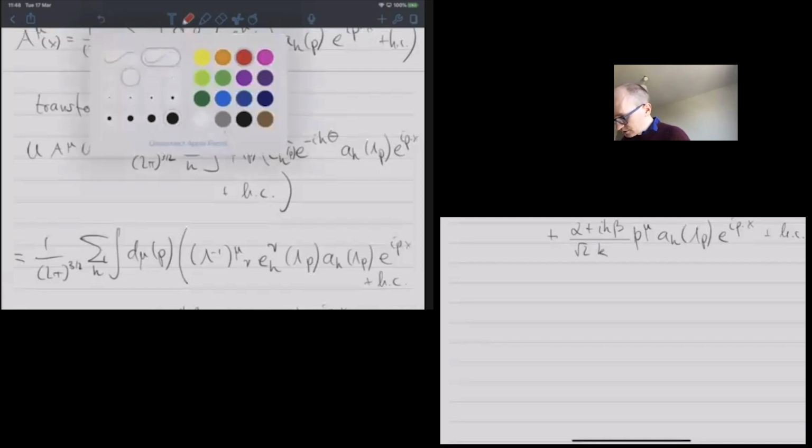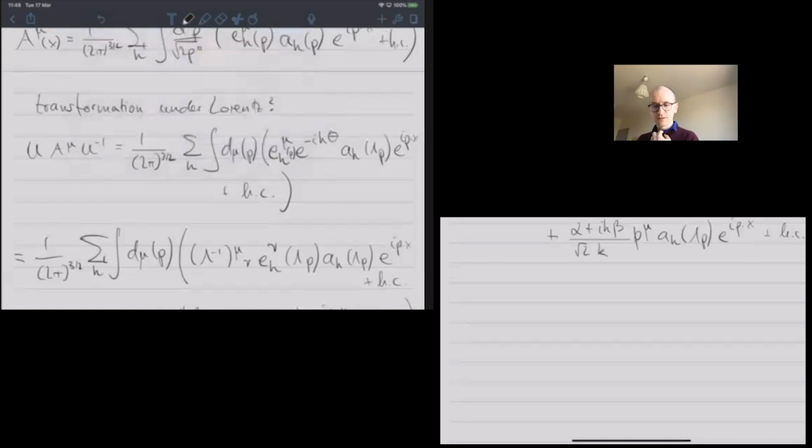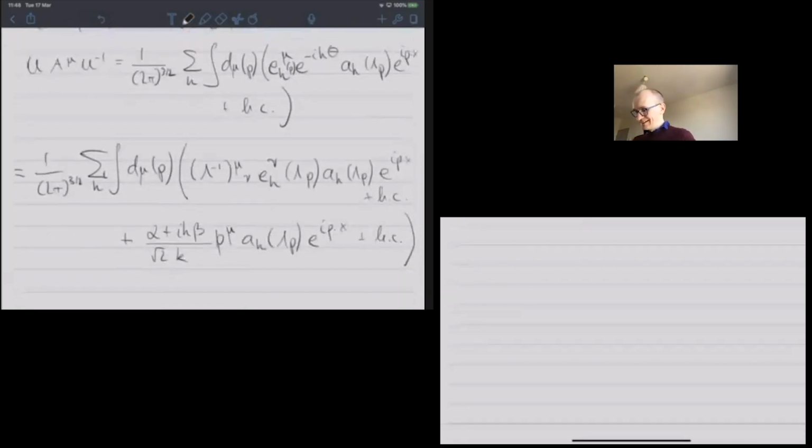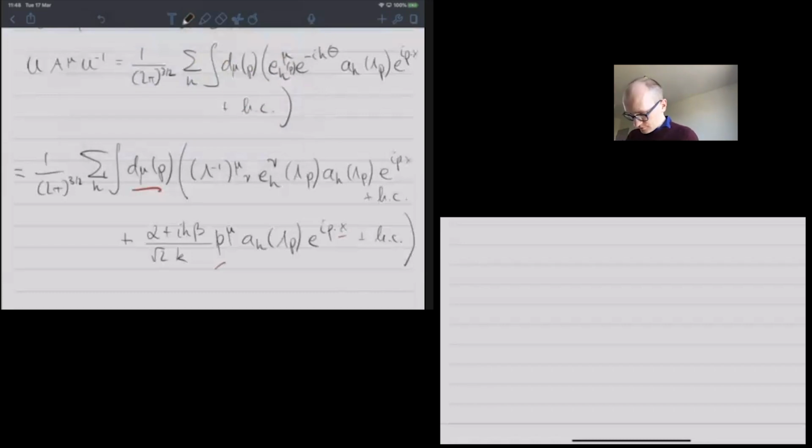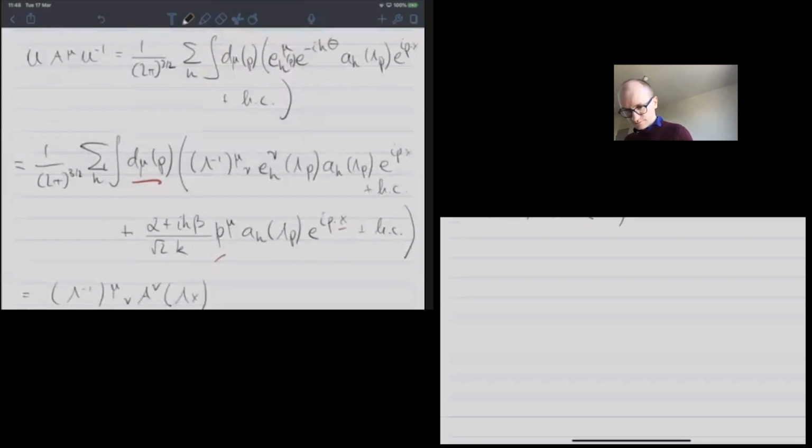This is now the transformation. And well, this is like a Fourier integral, so to speak, and inside the Fourier integral you have a p. Okay, and the only place that it actually depends on x is the exponent. So no surprise that we can rewrite this as, well, the first term is just what we had. It's lambda inverse mu a mu of lambda x plus d by d mu of some function lambda of x.